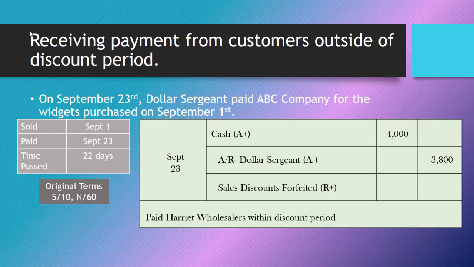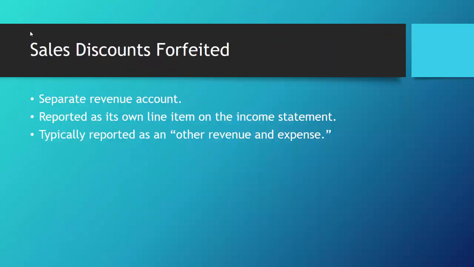And what we're going to do is credit a separate revenue account called sales discount forfeited. And that is for the $200 that Dollar Sergeant is giving up by missing their discount period. We don't just put this into sales revenue. We're going to record it into a separate account, so our company knows how much of our revenue is coming in from sales and how much was coming in from people missing the discount period. And that sales discount forfeited account is a separate revenue account.